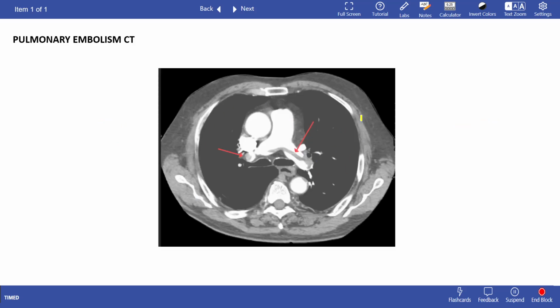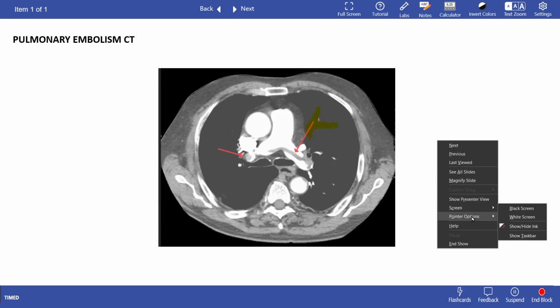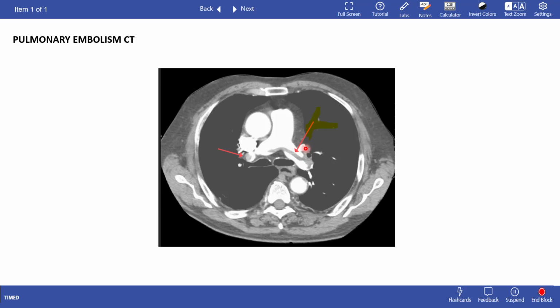This is a CT of the pulmonary embolism. You can see this arrow pointing towards that. You can see this arrow pointing towards this. This is the pulmonary embolism. Take a second and look at this CT. Memorize it.